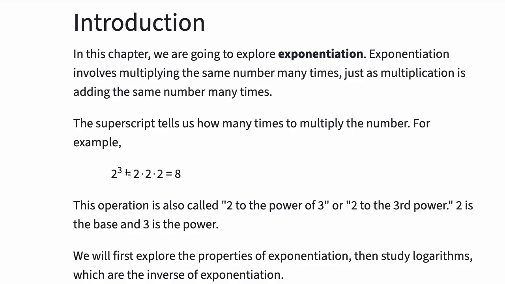This operation is called 2 to the power of 3, or 2 to the third power. 2 is the base and 3 is the power. We will first explore the properties of exponentiation, then study logarithms, which are the inverse of exponentiation.